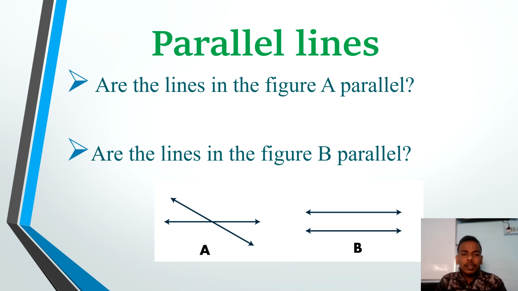So I will ask you the question that there are two figures, A and B. Are the lines in figure A parallel? No. The lines in figure A are not parallel as they are intersecting at one point. Right. Then are the lines in figure B parallel? Yes, the lines in figure B are parallel lines, as if you extend the lines in both directions, they will never intersect each other.